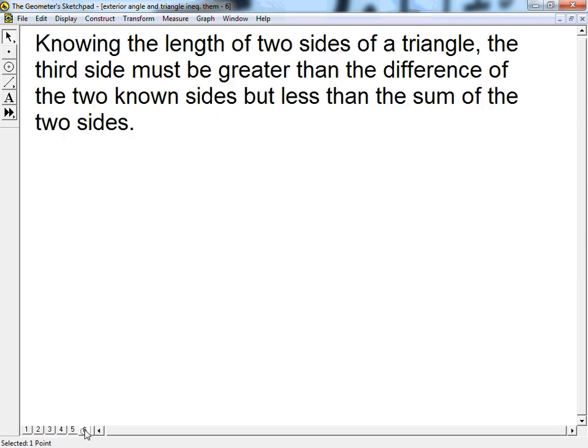So let's formalize this. Knowing the length of two sides of a triangle, the third side must be greater than the difference of the two known sides, but less than the sum of the two sides. Oh, you guys are copying that. Let me pass out the worksheet.